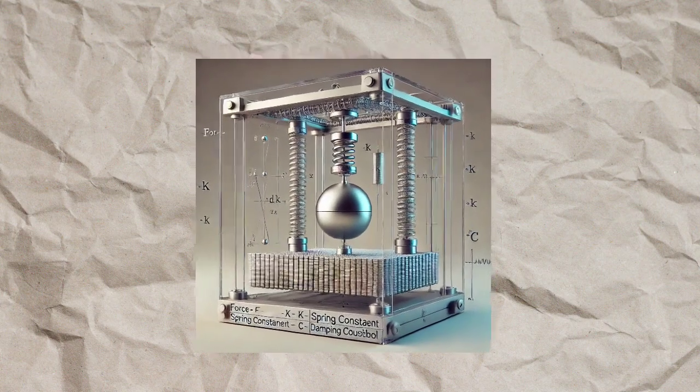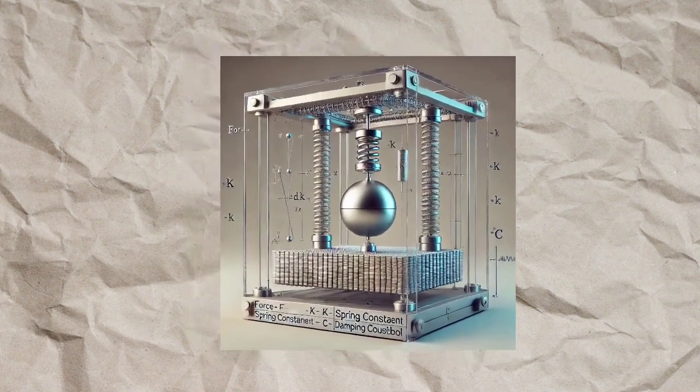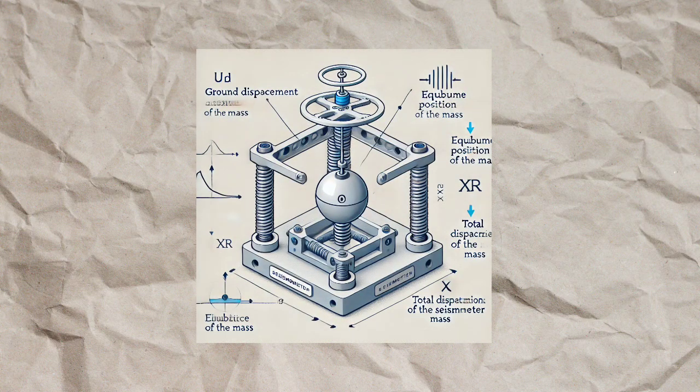A seismometer consists of a mass suspended by a spring inside a casing that moves with the ground. When an earthquake occurs, the casing moves, while the mass tends to remain stationary due to inertia. The relative motion between the mass and the casing is measured to record vibrations.